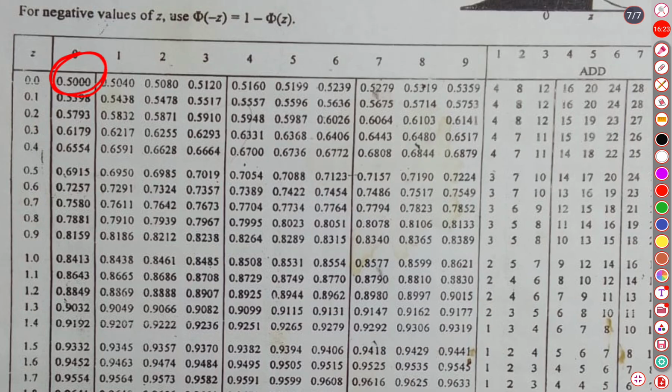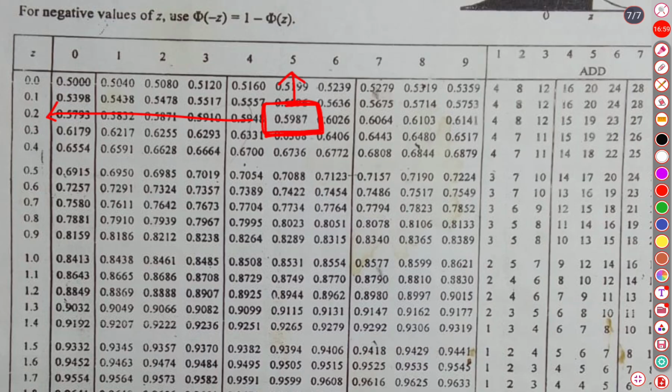5987. Look, this is the closest probability. Sometimes we may not find the exact probability, but we can choose the closest probability. So the closest probability is this one, and the corresponding z-score is this one, in the third row, fifth column.